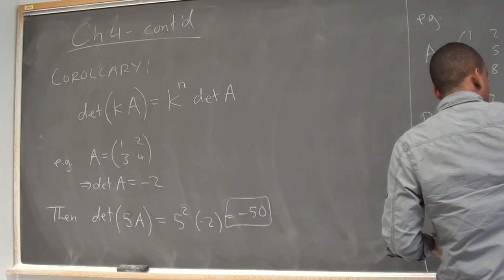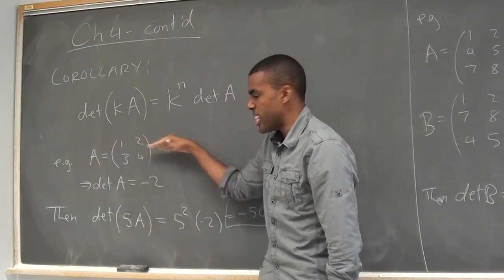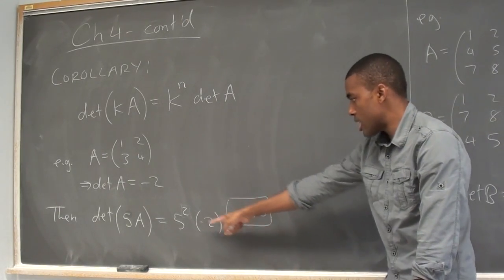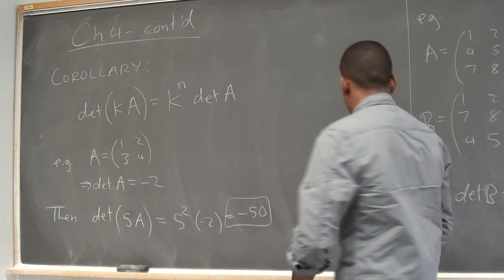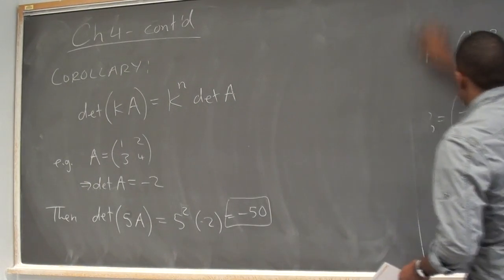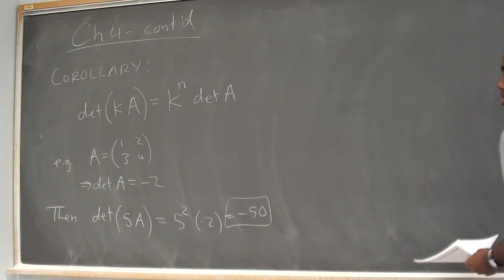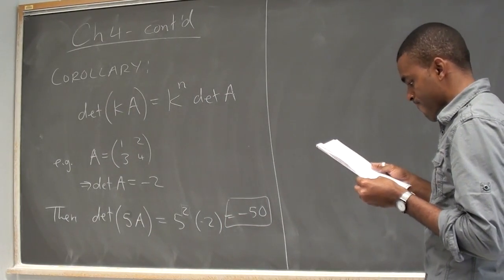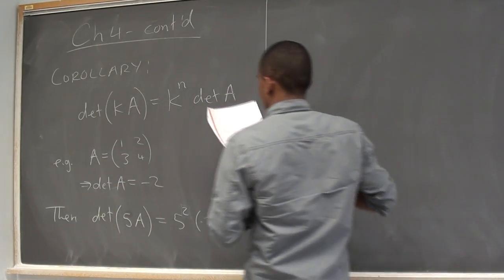Because we know that's true, then this will have to be true. If you put a scalar in front of a matrix, it means you multiply each row by it, and then you pull out a constant for each row. So it's just that scalar raised to the power of the number of rows times the old determinant. So that's another important theorem. Let's see another example.